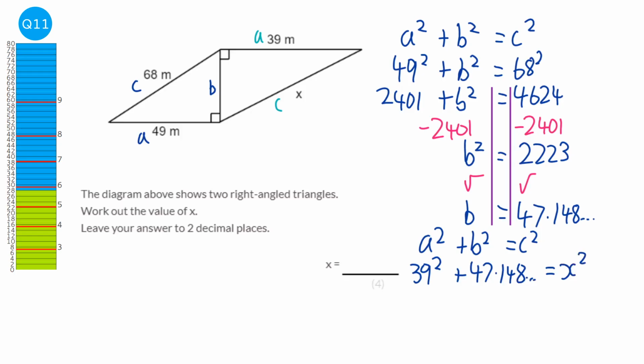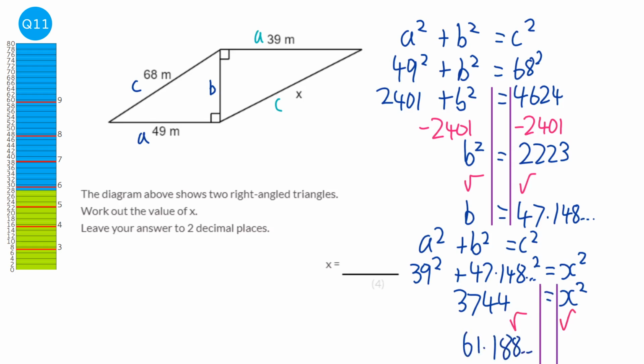Okay, so we need to square that. So we do 39 squared plus 47.148 squared, and that will be 3,744 equal to x squared. We need to square root both sides, and we get 61.188 and so on is equal to x. It says it wants two decimal places, so that will be 61.19.